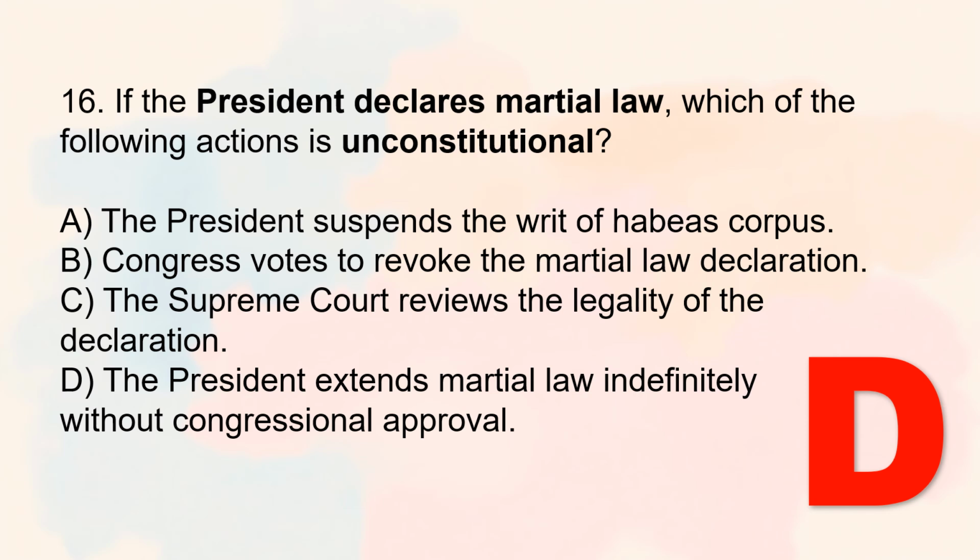For letter A, the President suspends the writ of habeas corpus is incorrect, as the President has the power to do so during martial law. Letter B, the Congress has the authority to revoke martial law, so it's incorrect. It's constitutional. For letter C, this is an explicit constitutional provision. The Supreme Court should review the legality of the declaration. So it's incorrect. So letter D is the only choice that is unconstitutional.